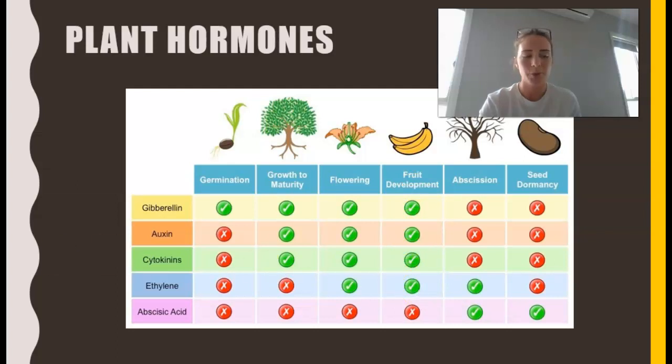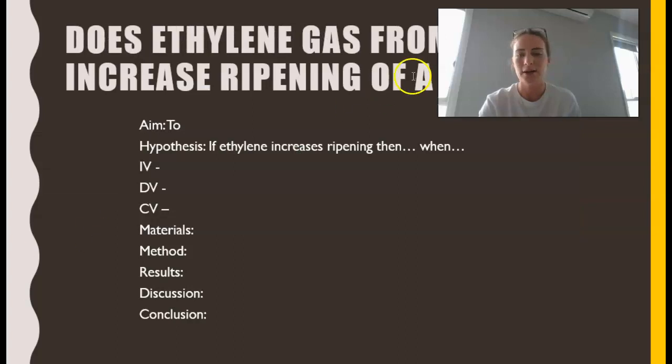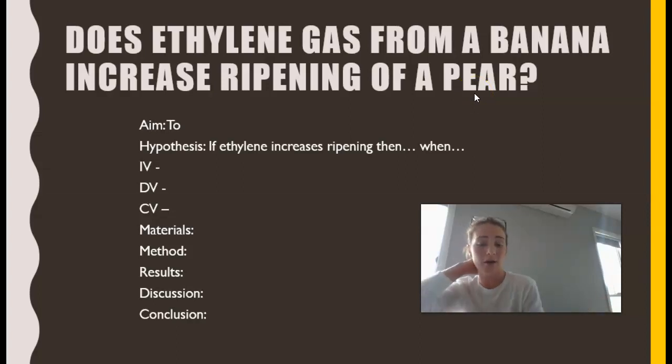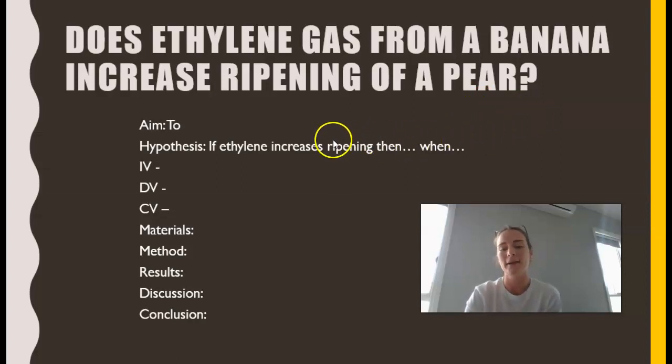One of your tasks this week is that we would like you to design an experiment that tests whether this is true. So does ethylene gas from a banana increase ripening of, now I've got a pear here, but whatever fruit you have that you feel like you could test this on, it might just be other bananas. But this is something that we figure you've got these things at home, or you can easily get them. So if you don't have bananas and there's no way you can get a banana to do an experiment with, that's fine. I still want you to have a go at designing the experiment.